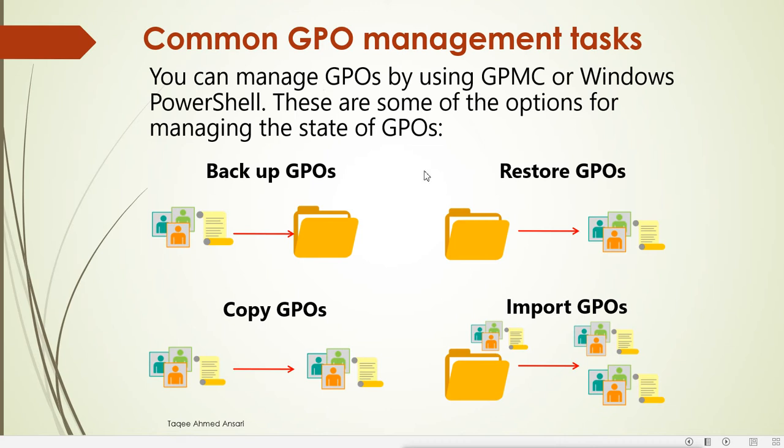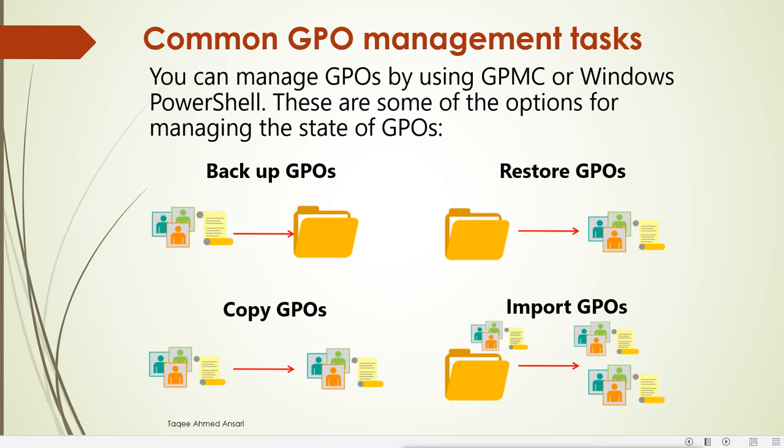Then common GPO management tasks. You can manage GPOs by using the Group Policy Management Console or Windows PowerShell also. These are some of the options for managing the state of GPOs. Like, we should back up GPOs, because GPOs are important and we have a lot of settings in them. If we fully configure the GPO for our requirement, we don't want to do it again and again, or every time.